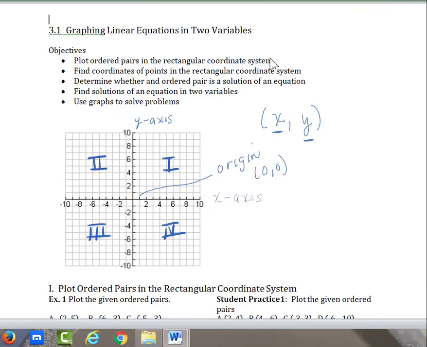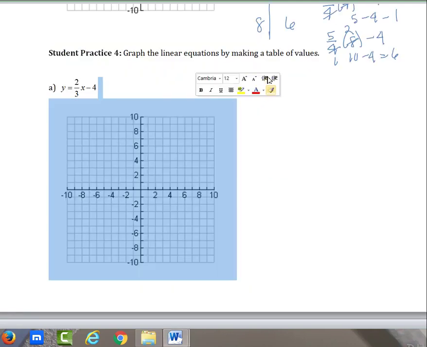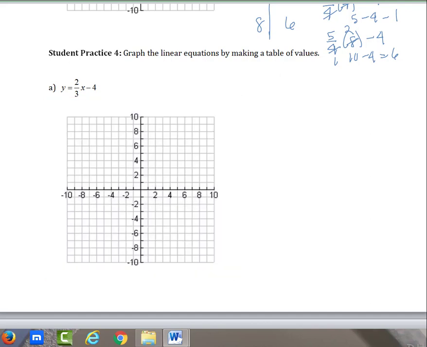Okay, so I'm going to make my table. And so I'm going to choose 0 for an x coordinate. I'm going to choose 3 for an x coordinate because my denominator is 3. And I'm going to choose 6. I'm choosing multiples of 3 because I have a fraction. Again, if I don't have a fraction, just use 0, 1, and 2. So I get y equals, we're going to get 2/3 times 0 minus 4, which is -4.